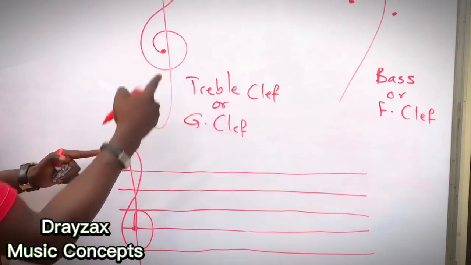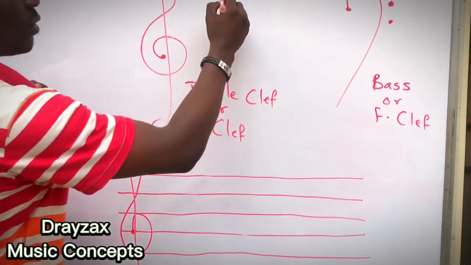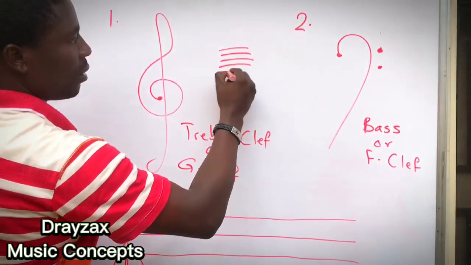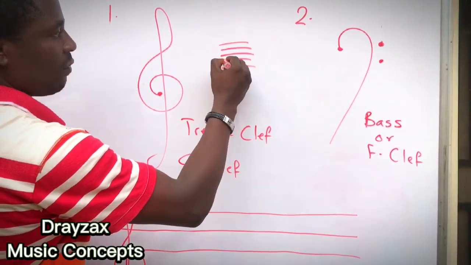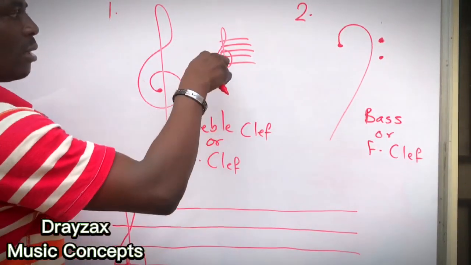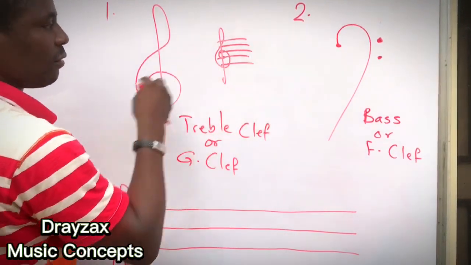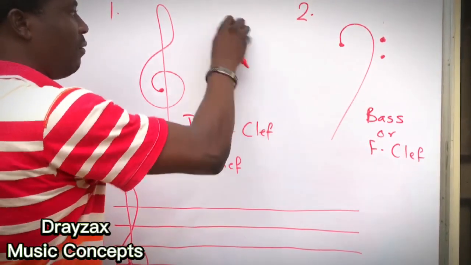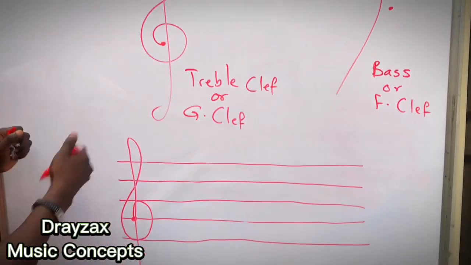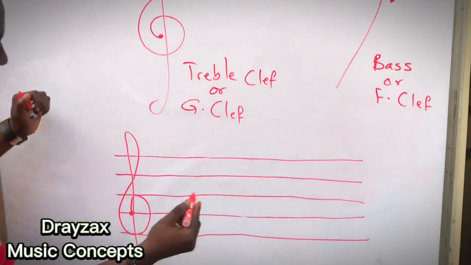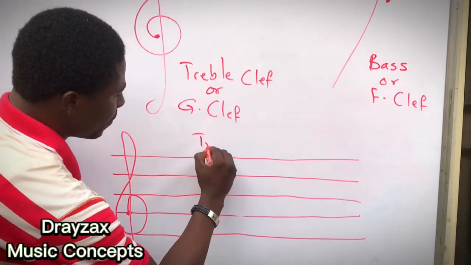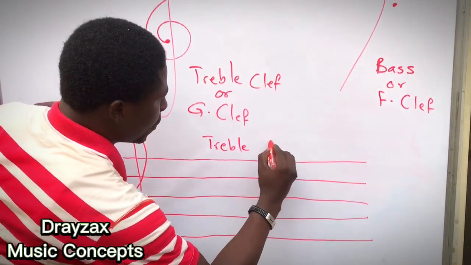A treble staff. Don't forget we have staff, 5 lines. This is staff, so you now draw the clef on it. That is treble clef plus the staff. That's treble staff. Treble what? Treble staff. Now, after this, treble staff.